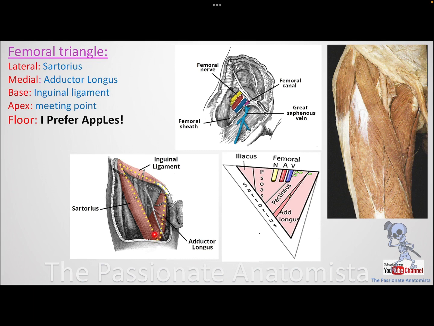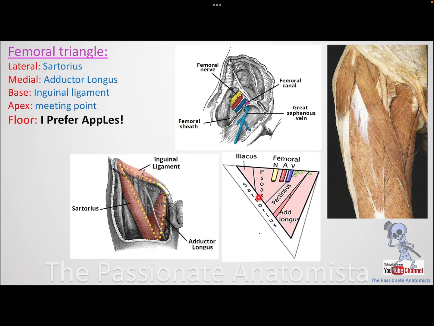Now, how will you remember the floor of the triangle? Remember, I told you guys previously, and I'm telling you now for the second time. The floor of the triangle is the iliopsoas, the iliacus and psoas major. Together, they are the iliopsoas, and then pectineus, and then adductor longus. So adductor longus is not only making the medial border, it's also making part of the floor. How will you remember that? I prefer apples. I for the iliopsoas, P for pectineus. Apples, why did I choose apple as a mnemonic? Because adductor longus. I want to be specific that the floor is made by adductor longus.